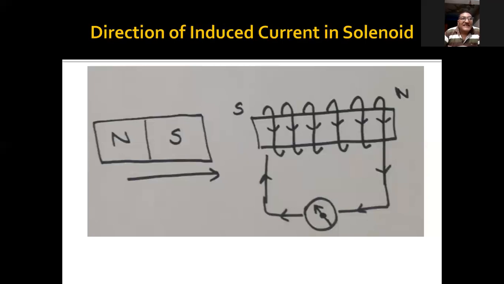So once you have established which side of the solenoid is north and which side is south, then you will apply the right hand grip rule. Hold this solenoid in your right hand in such a way that your thumb is pointing towards the north of the solenoid. If this is the north of the solenoid, then the curls of my fingers are telling me the direction of the induced current.